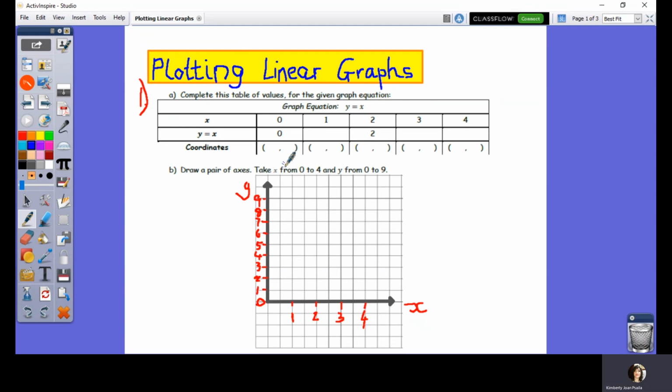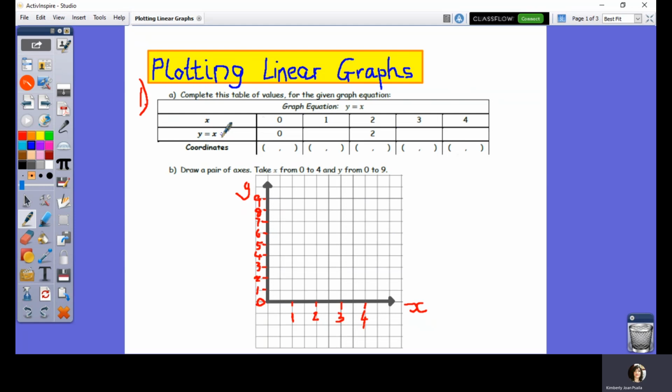Then when you find the coordinates, you can use those points to plot your graph on your graph paper or squared paper, or whichever paper you like. Okay, so here we have y equals x. Our x points, he told us, are taken from 0 up till 4. So we have 0, 1, 2, 3, 4.